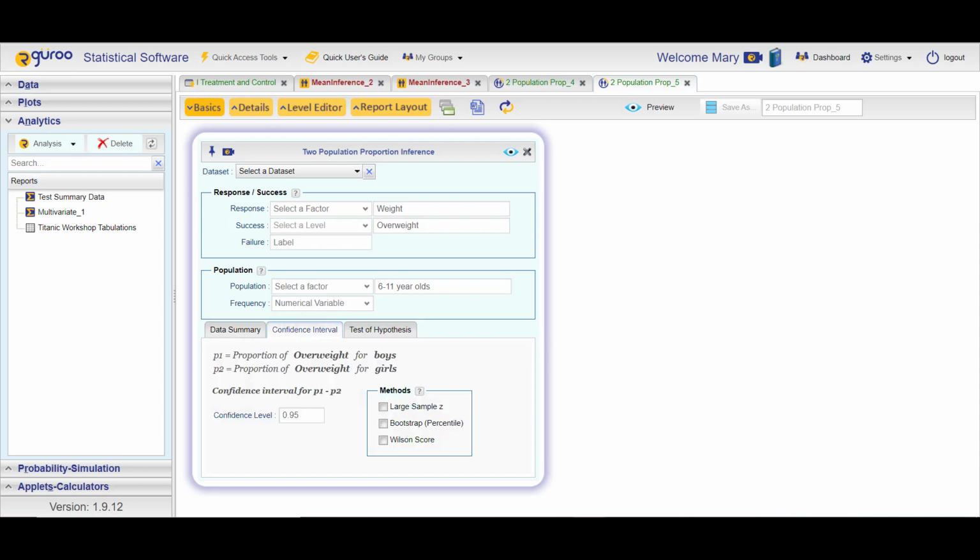Clicking on confidence interval, I just want to go ahead and do that as well. I'm going to do 0.95 and then large sample Z. And for the hypothesis test, we're going to do not equal to, and then this number is always 0 for the two population tests. 0.05 is what we're going with for significance level, large sample Z.